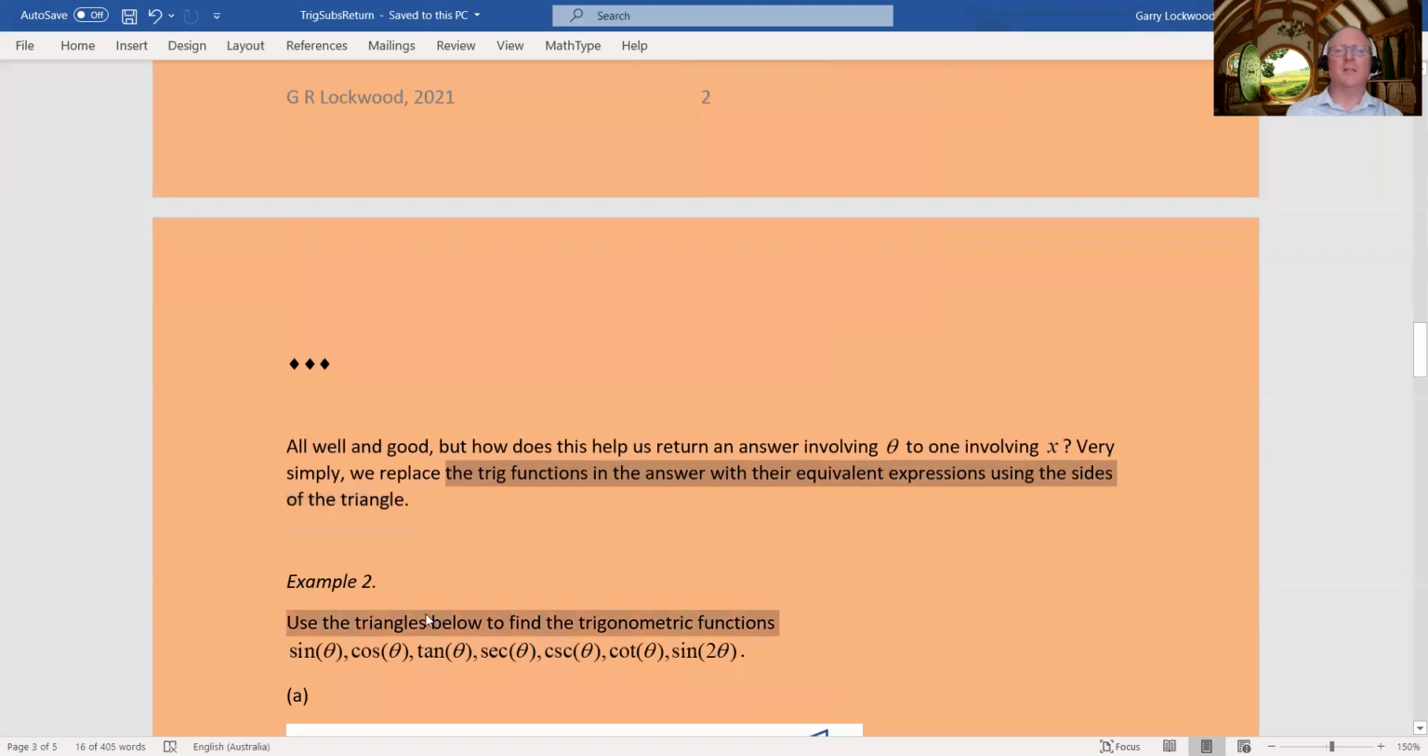And so this example is about using these triangles to find the trigonometric functions, sine theta, cos theta, tan theta, sec theta, cosec theta, cot theta, sine of 2 theta, because sometimes you'll get an integral that involves sine 2 theta or cos 2 theta or something. I'm only going to do sine 2 theta, cos 2 theta. You'll follow a similar procedure. You'll just use a different trig identity.